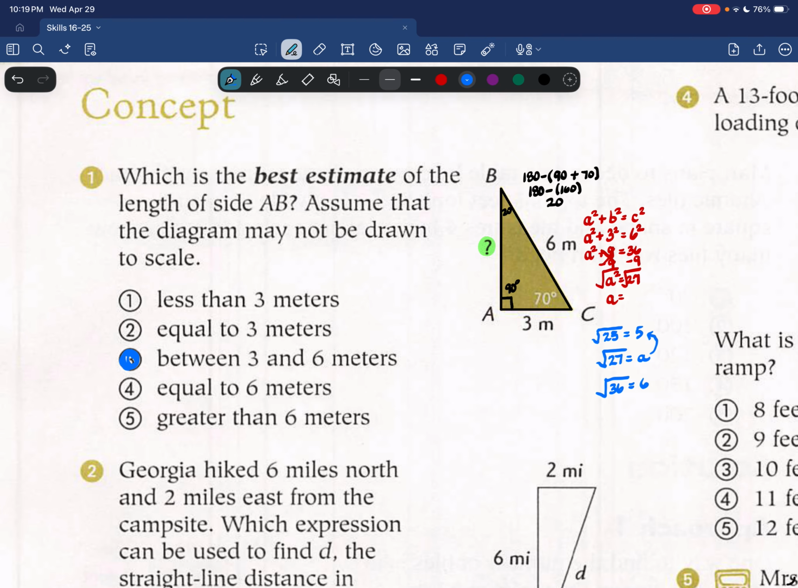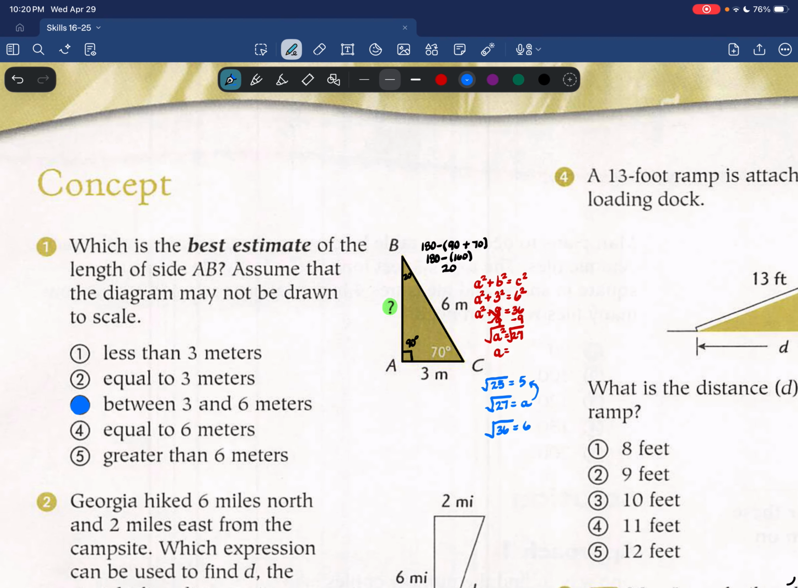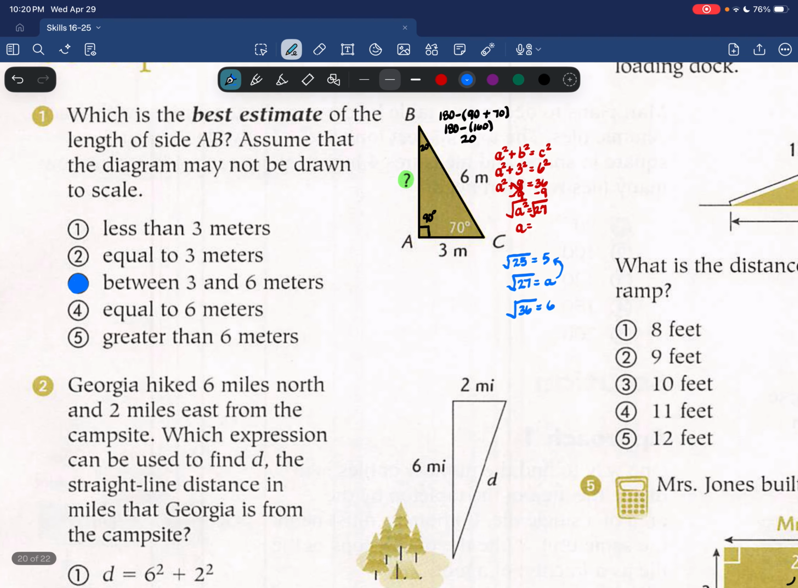They say between 3 and 6 meters, and you could actually look at this. We know that the hypotenuse is always the longest side. This one, just eyeballing it, is the smallest one. So this one has to be somewhere between those. You could absolutely reason it that way.